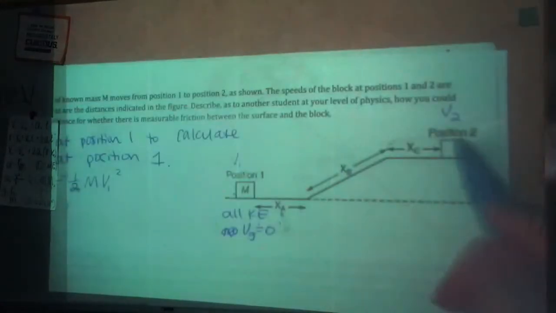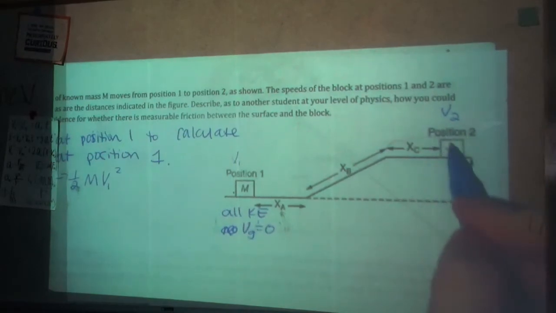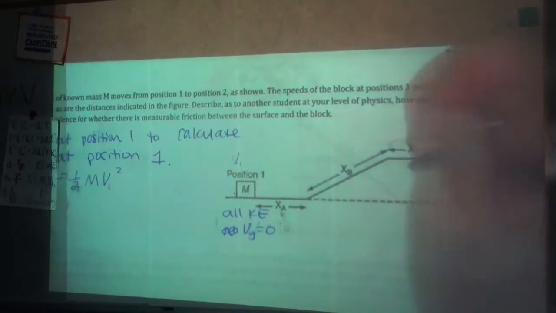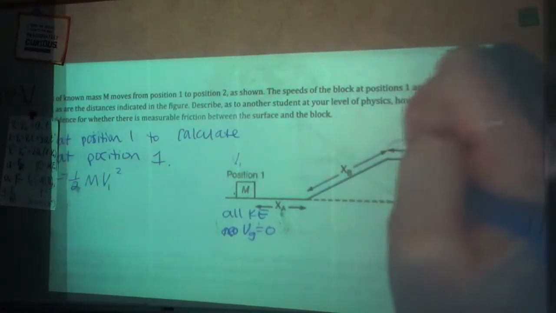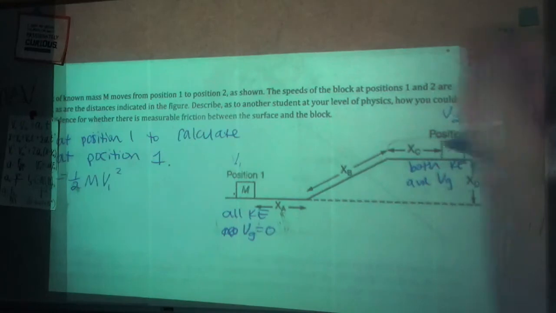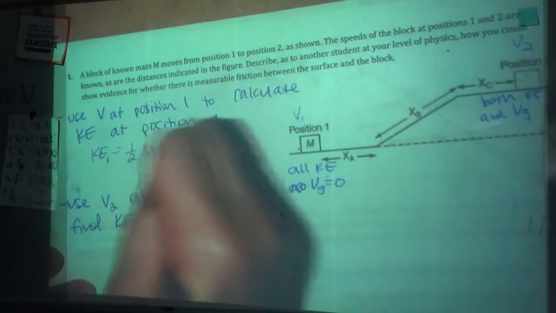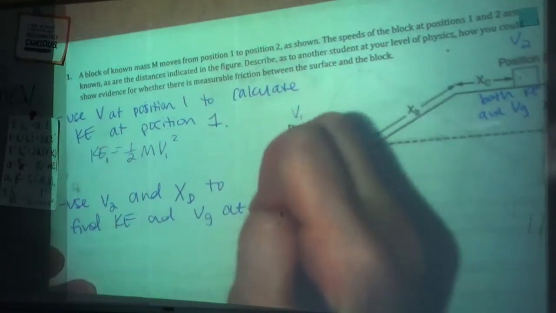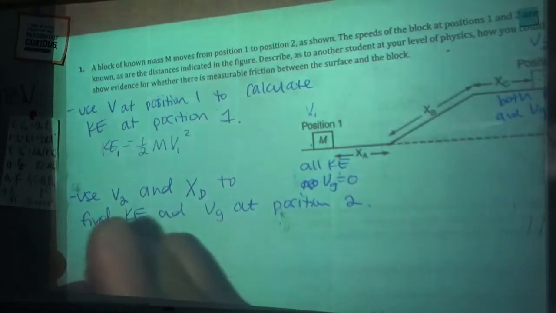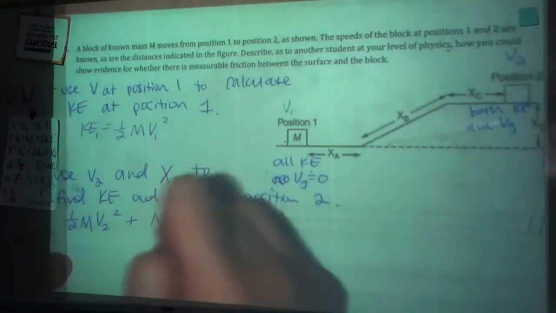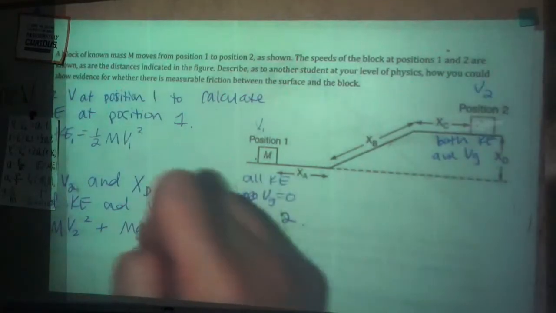And then we also would need to know the velocity here to calculate the kinetic energy here, but this has both kinetic energy and potential energy at this point, because I've gone up some height, but I'm also still moving. So now we would use v2 and the xd, which is the height, to find KE and UG at position 2. My energy would be 1/2 mv2 squared plus that potential energy I just gained, which is mg, and the height in this case is xd.